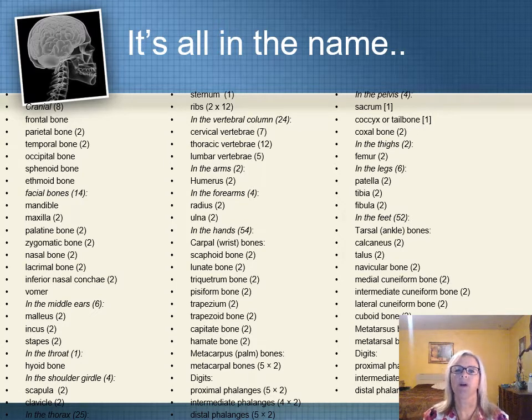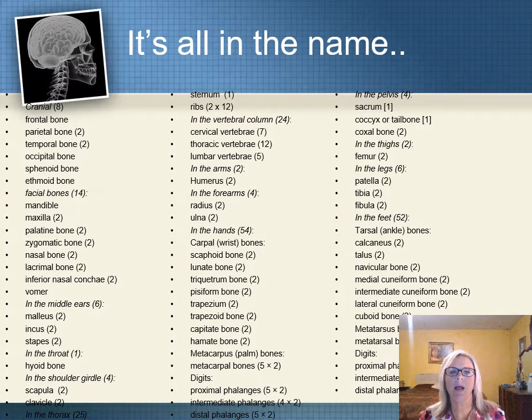We've got 24 ribs, so that shortens it. 10 phalanges on our fingers, 10 phalanges on our toes. That can shorten it as well. But there is still a whole lot to learn. So how can we make this a task that's not so overwhelming? Well, it's all in understanding what the words mean in the name, and knowing those directional terms we learned in the first unit.